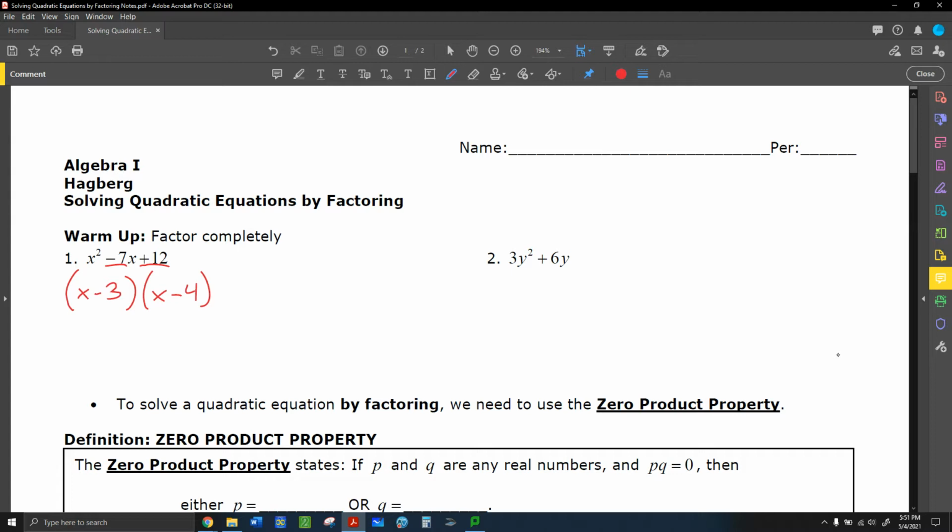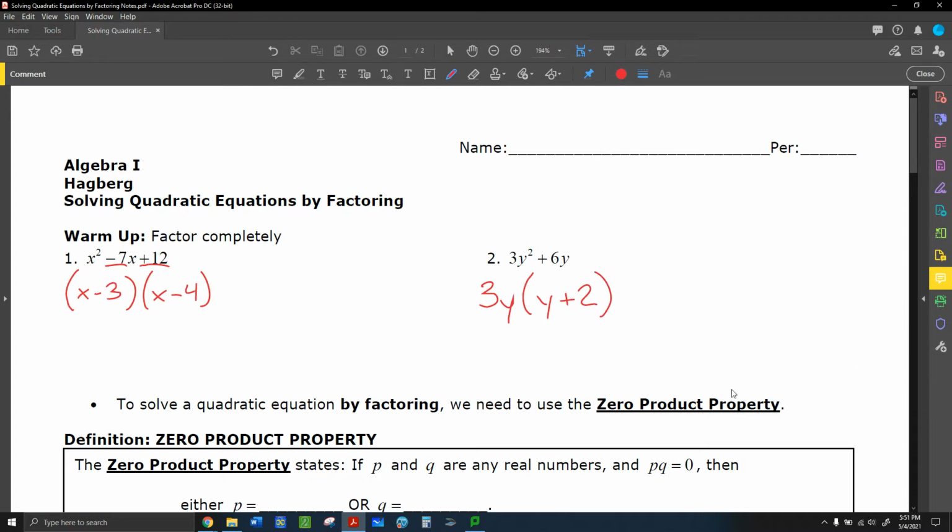For number two, I notice that both of these have a common factor of 3y. This is our greatest common factor. So factoring out the greatest common factor of 3y, what's left inside is y plus 2.